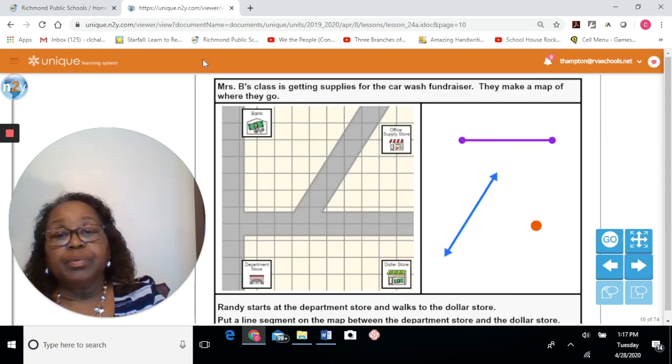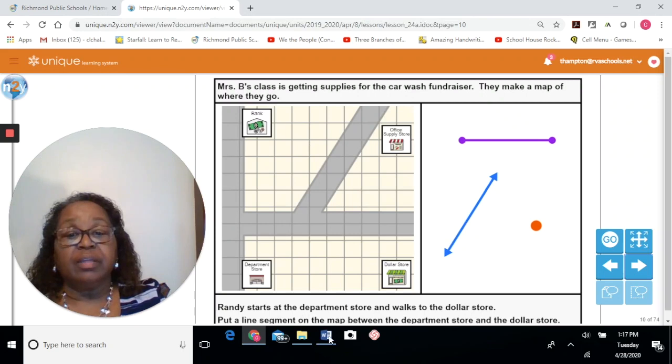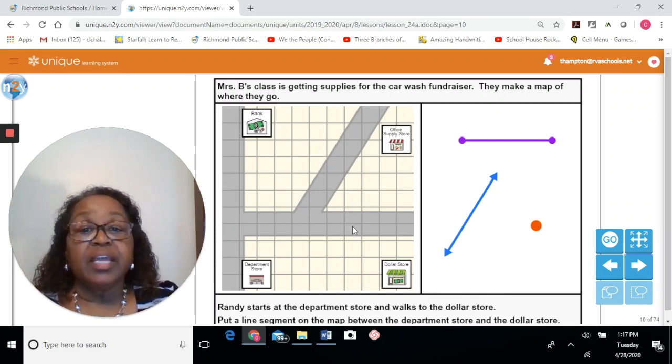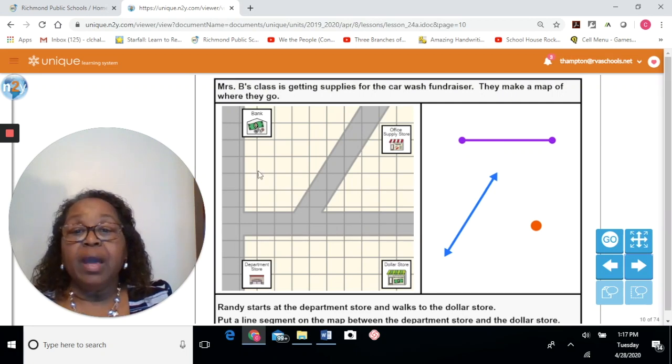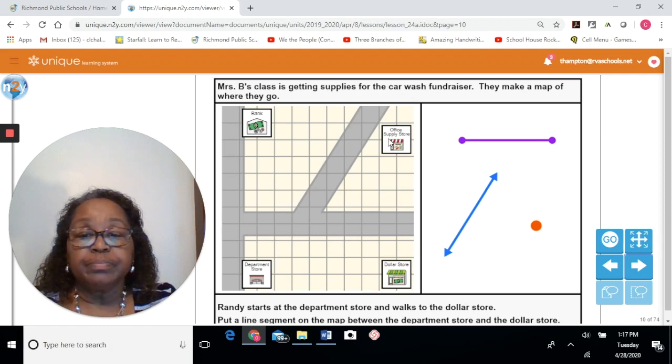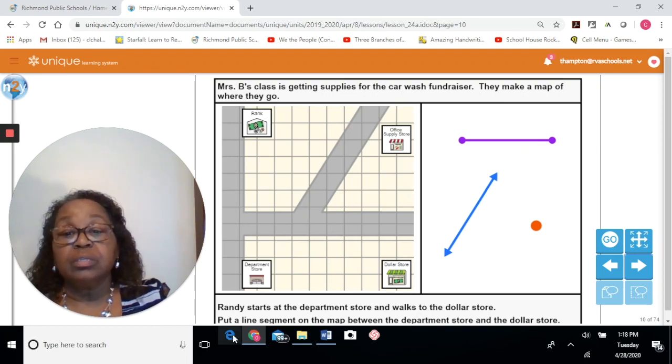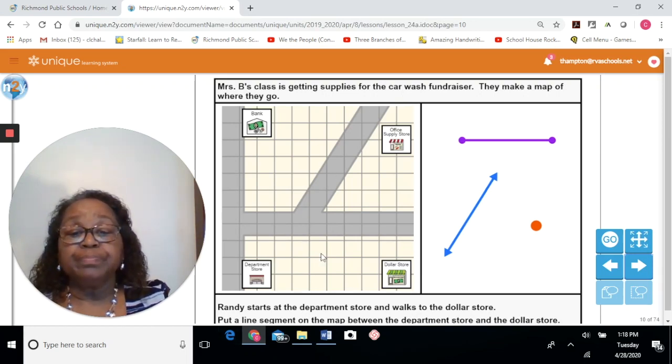Now, this is a map. We used maps the other day. This is a map. Let's read what the instructions are. Miss B's class is getting supplies for the car wash fundraiser. They make a map of where they go. So on the map, and this is a chart, graph paper. They've made it into a map. Here's the bank. Here's the office supply store. Here's the department store. And here's the dollar store. So these will probably be the paths or the streets that are on the map, okay?